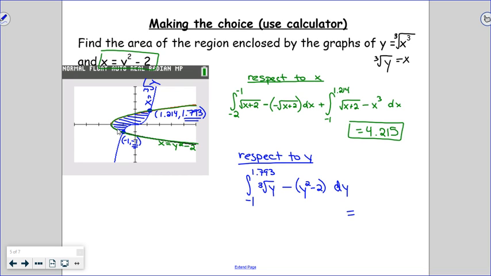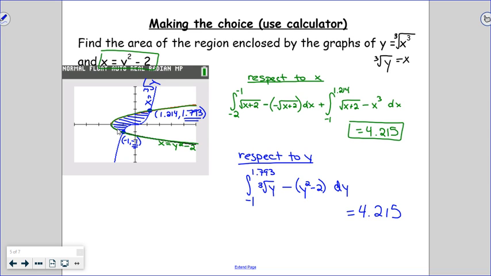It's the same thing, isn't it? It's the same shaded region. It should be the same thing, right? So moral of the story is, does it matter if I integrate with respect to x or with respect to y? Not if I do it correctly, okay?